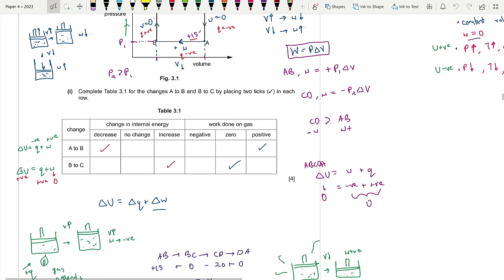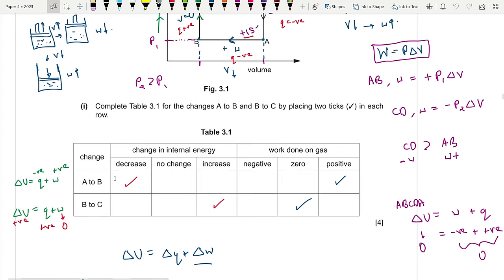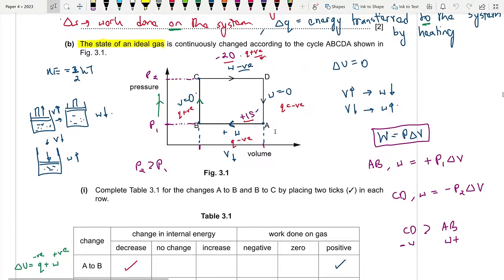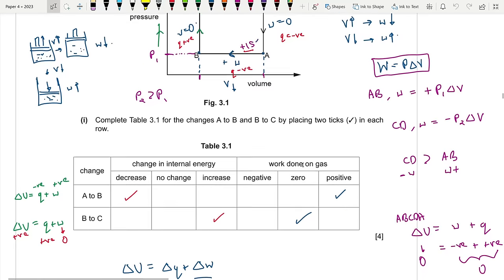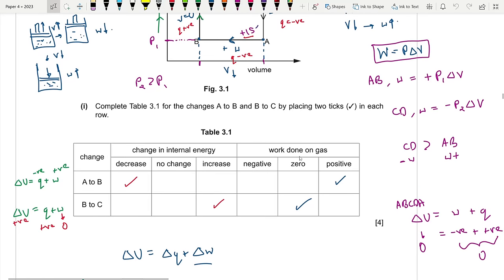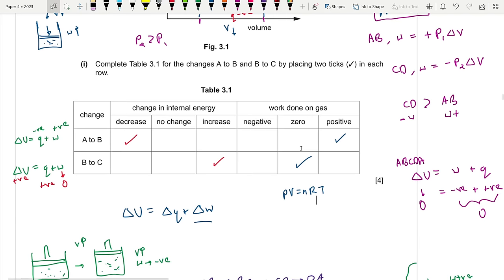So for the change from A to B, clearly I told you that since volume is decreasing at constant pressure, work is done on the gas, so work done must be positive. Okay, and now we can simply use PV = nRT to find out the change in internal energy. How? Check this. We can use the formula PV = nRT, and make temperature the subject. T = PV/nR.